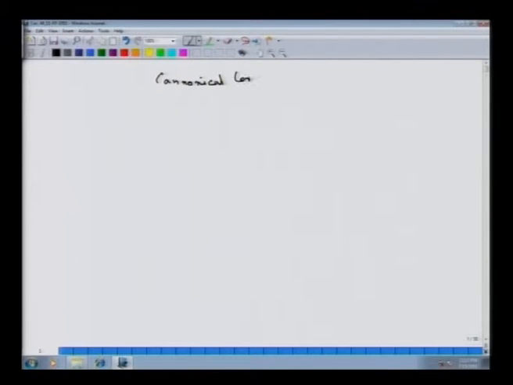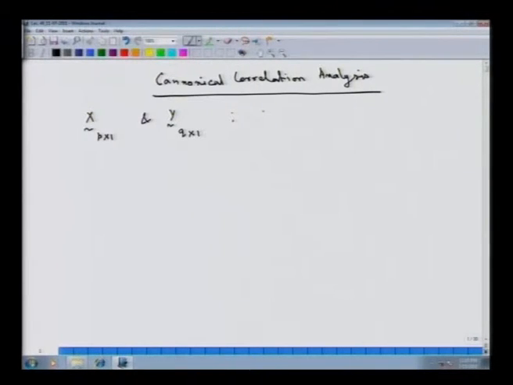canonical correlation analysis. Now, the setup for the canonical correlation analysis is the following. We have a random vector x, p dimensional, and we have another random vector y, q dimensional. Without loss of generality, we assume that p is less than or equal to q. If not, then we can rearrange and make the first set of random vectors to be having components p, which is less than or equal to the number of components of the second random vector y.